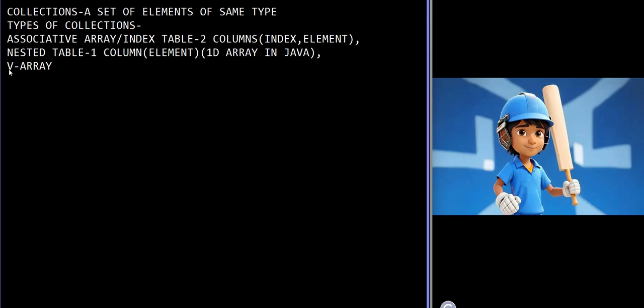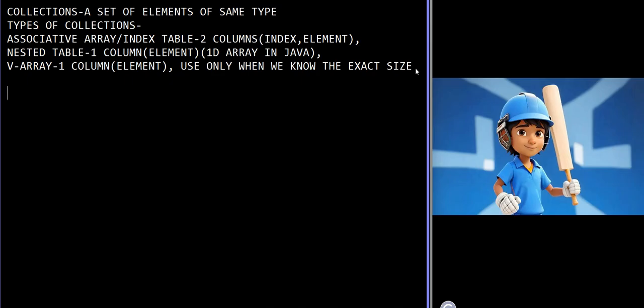Then we have V array. It is just like the nested table. It will have only one column, and that is also the element. It will be used only when we know the exact size of the elements. When we know this, we can avoid the nested table and use the V array. So this is about collections.